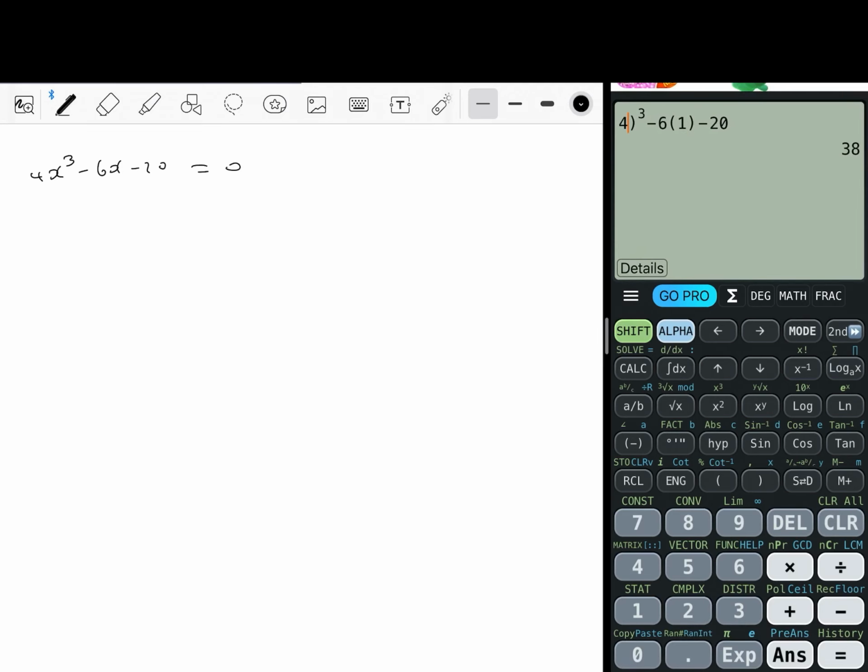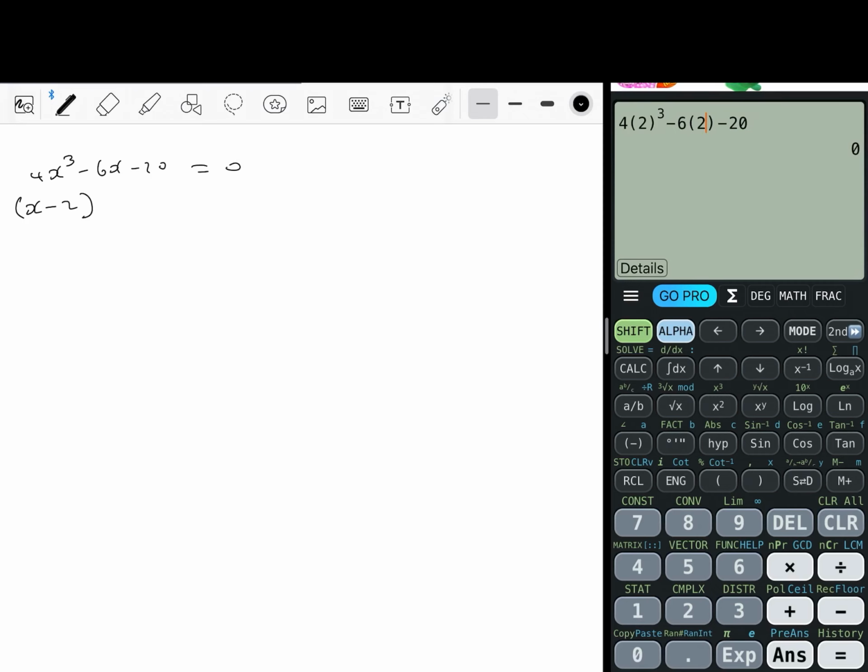So plus or minus 1 is not going to be a root. Now let's try 2. Oh yes, 2 is a root. Because you already have the first root, which is 2, you're going to have x minus 2. If it was minus 2, it would be x plus 2.